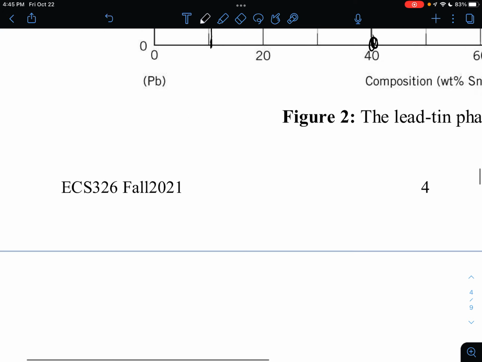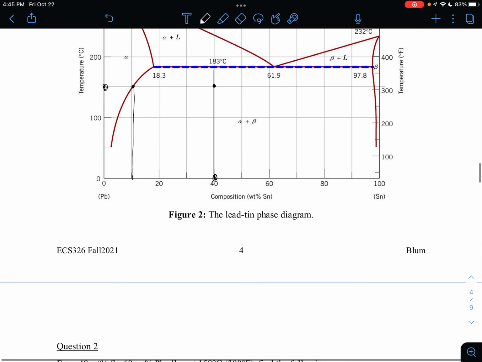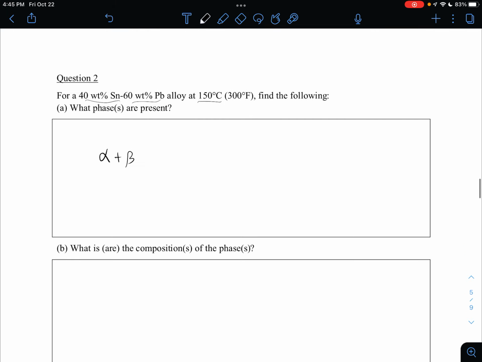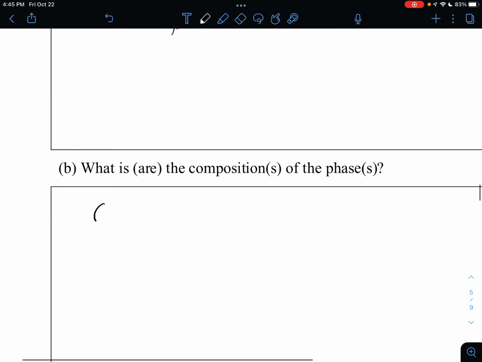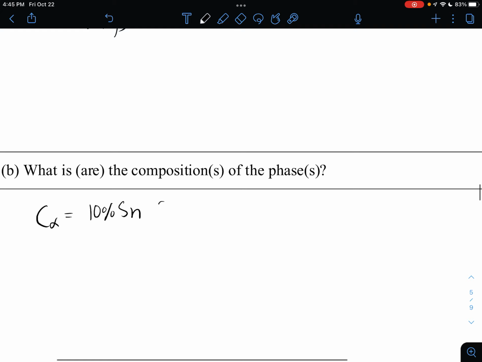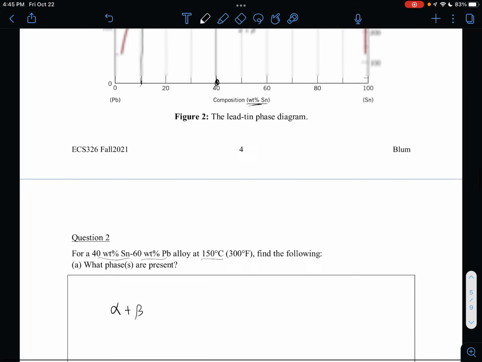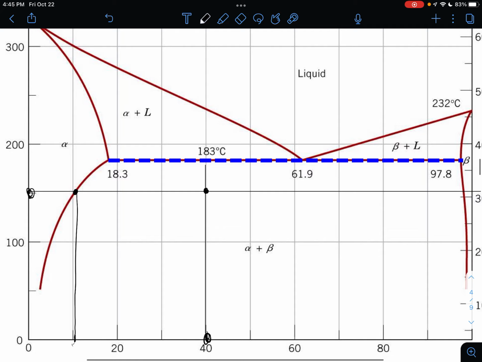So our alpha phase, because again, we're looking at the weight percent tin, 10, 20, that's it, 10, halfway between 0 and 20. So alpha is going to be 10% tin, and then the complementary percent, 90% lead, Pb.